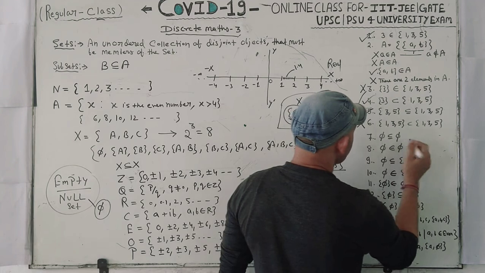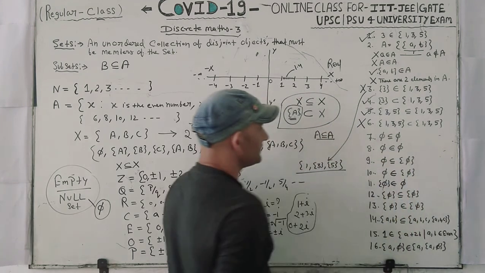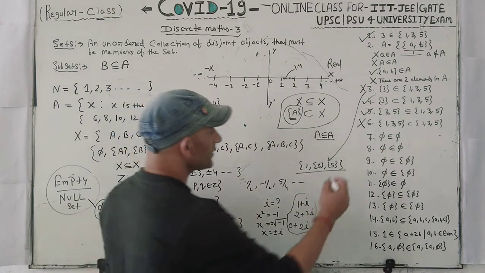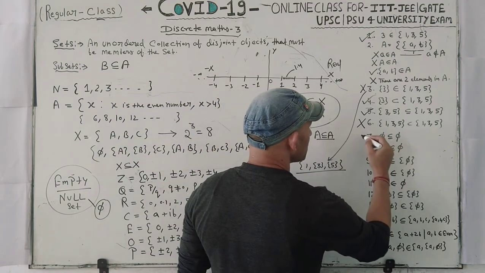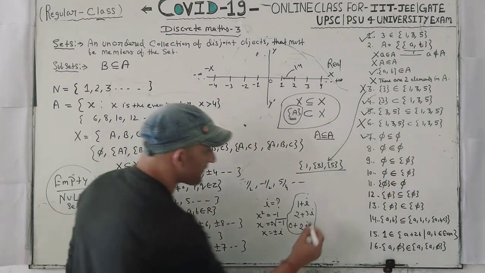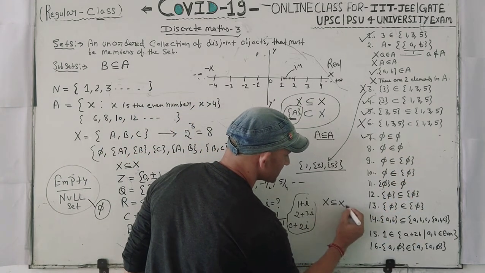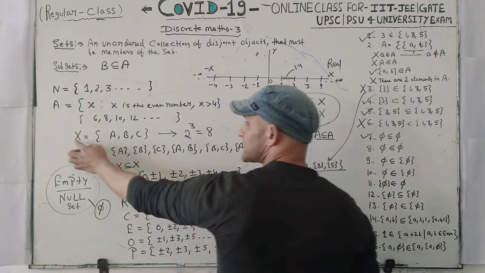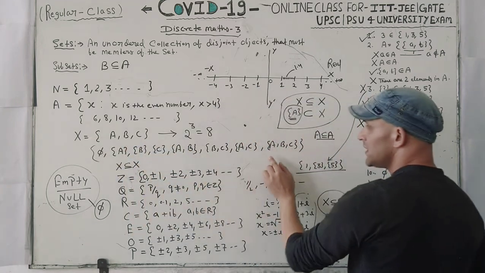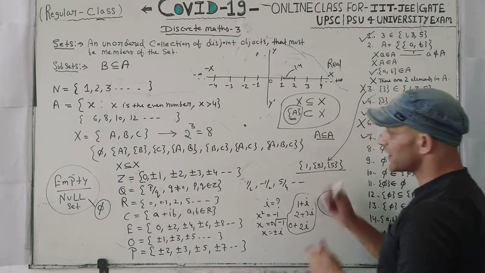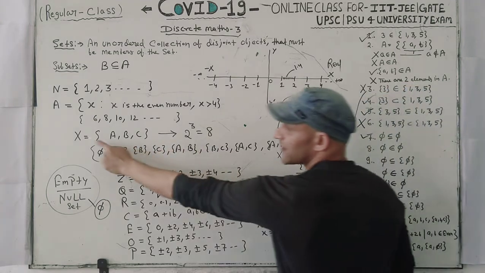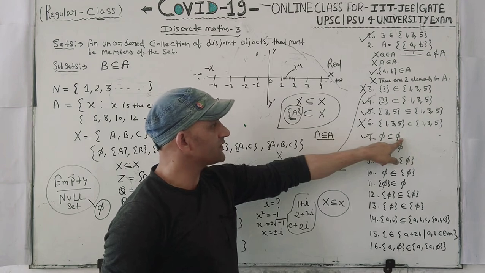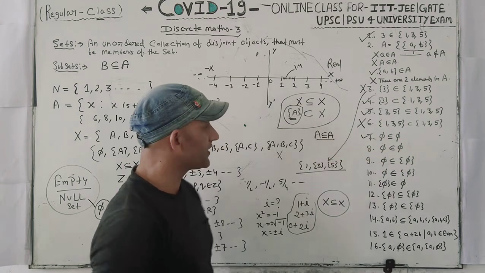Now question number 7: ∅ is a subset of {∅}. The null set is a subset of it, that is correct. There is nothing here, and nothing there, so it will be a subset of this. Already we have explained X is a subset of X. You can see X is equal to ABC, this is also X, so X is a subset of X. So your statement is also correct. If you have a set {∅}, then ∅ is a subset of it.